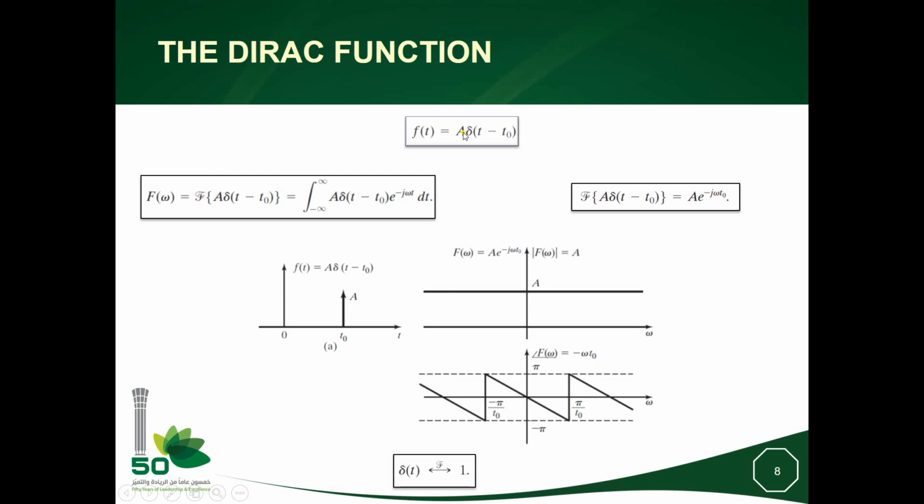When I replace A by 1 and t0 by 0, it is clear that the pulse existing at time t equal to 0, delta of t, has a Fourier transform equal to 1. So this is the Fourier transform pair of delta t. It means delta t gives 1 by the Fourier transform, and 1 gives delta t by the inverse Fourier transform.